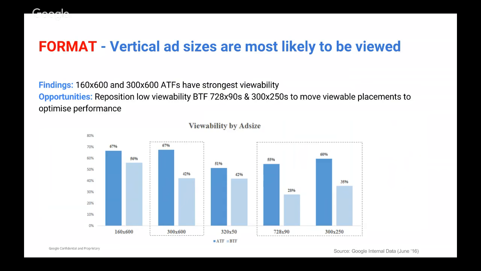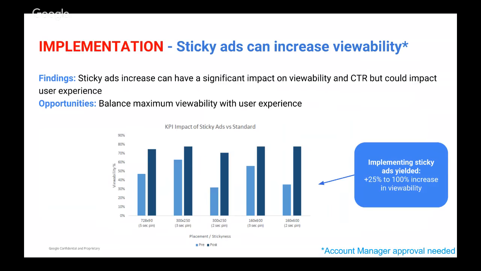So the opportunity here is again to reposition the low viewability, especially the 728 by 90 or 300 by 250 ad units. If they are below the fold, try to move them up to the above the fold section. That's where they usually perform better, and use the 300 by 600 ad unit or the 160 by 600 ad units instead. And the 300 by 600 actually takes me to the next slide, which is more about the implementation itself.